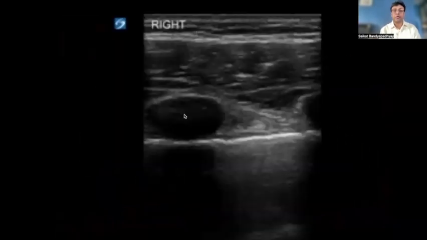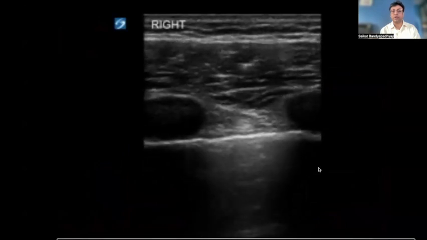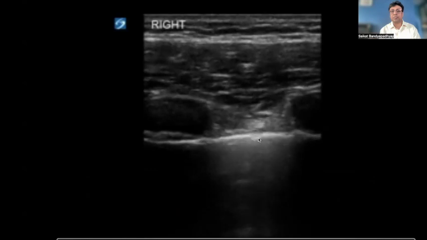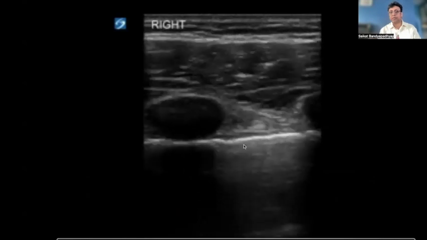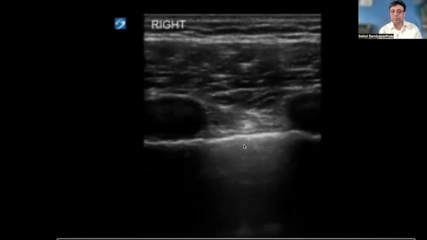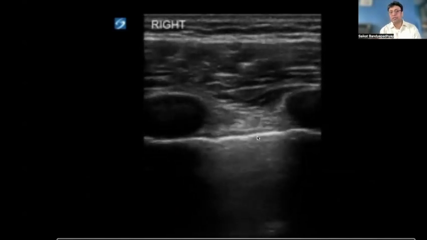So what do you think this is? These are the ribs, and these are the acoustic shadows I was talking about, the bat wing pattern. And you can see the shimmering light. This is the pleural rub, the pleura basically rubbing or sliding over each other. This is the sliding sign, which is a part of a normal lung. And this image is acquired by a linear probe.